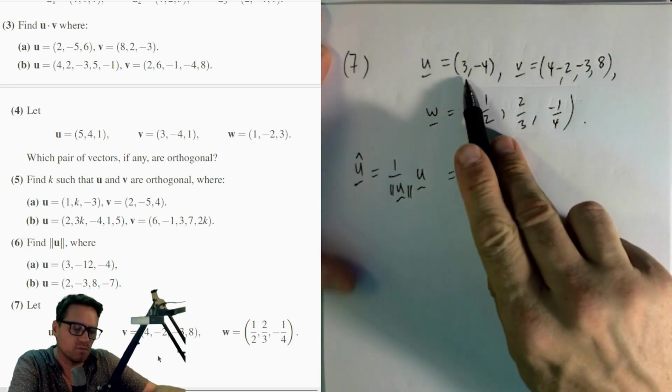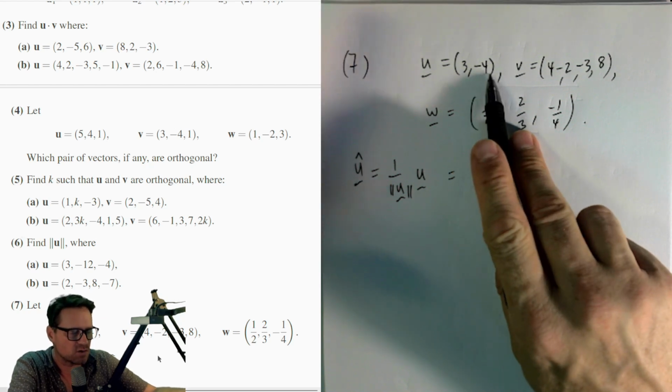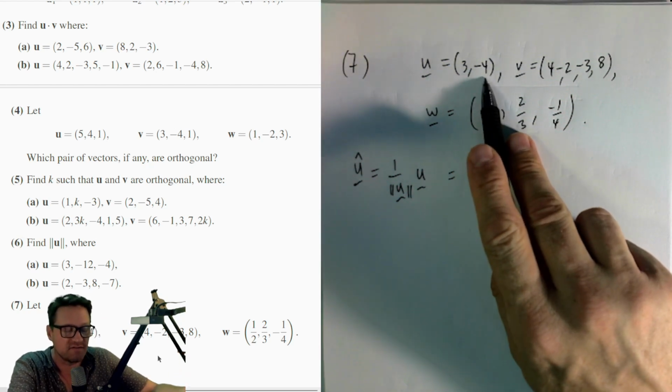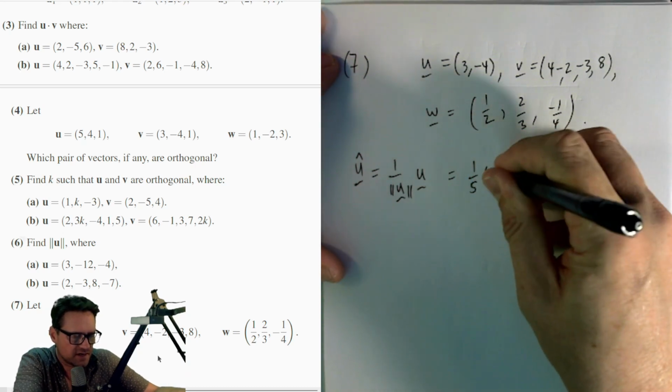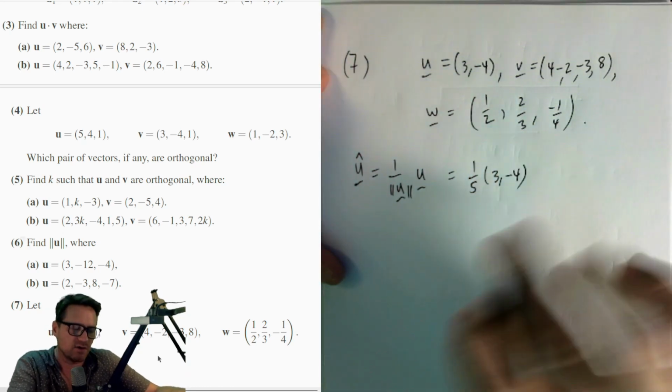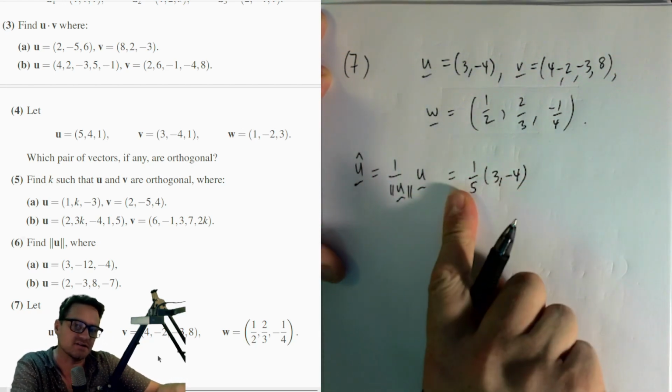Now, the norm of u is 5 because the square root of 3 squared plus 4 squared is the square root of 25, which is 5. So we have 1/5 of the vector 3 minus 4. Now, if you want to, you can take that 1/5 in. I tend to like to leave the fractions out the front.